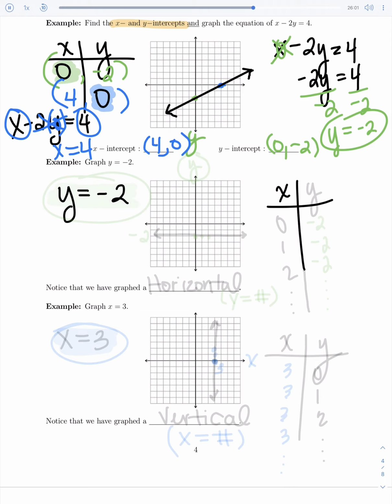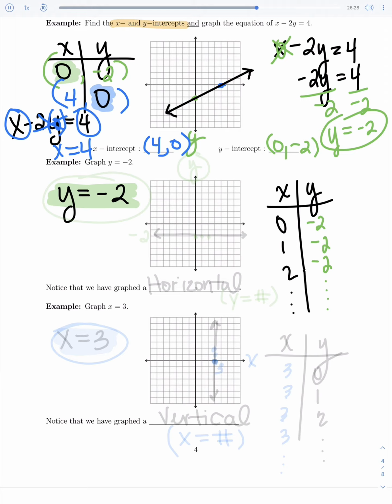So if we were to do a table of values, what this is saying is that no matter what, my y values will always be -2. So that means all my points, no matter what they are, will have a y value of -2. My x values could be anything. They could be 0, 1, 2, but my y values will always be -2.